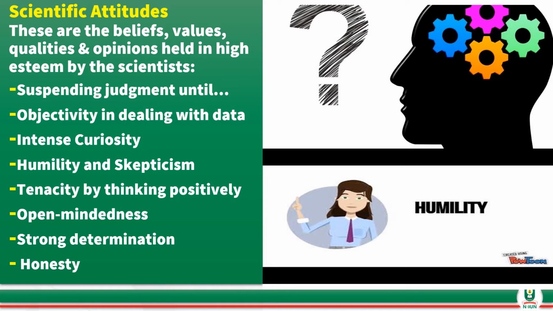Objectivity, in dealing with data, while collecting, while analyzing, evaluating, and while interpreting, they always ensure that they are very, very objective in whatever they say. And intense curiosity, by being fascinated with the world around them. They try to see what goes around. Any small thing catches their attention. So these are some of the attitudes that scientists must have. Humility and skepticism. Being free from pride and arrogance, as well as taking everything with a pinch of salt. They are humble.